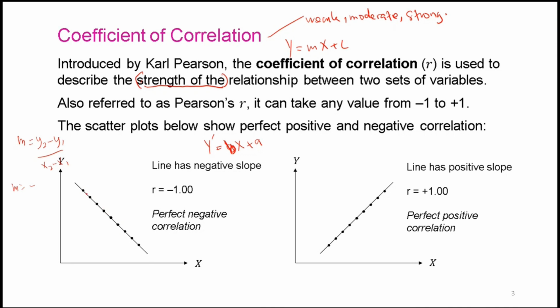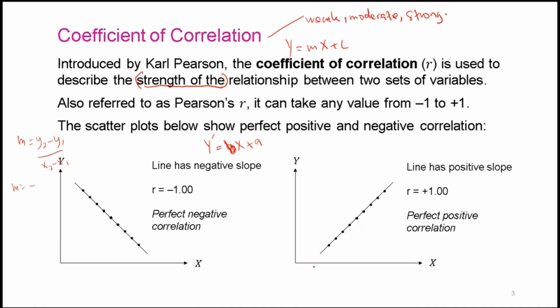Okay, so all points are attached to the line. So this is perfect negative correlation. And then this one is a positive slope. So you can see the gradient is a positive value, and r is also a positive value. And then the same goes for the negative slope, negative and positive.